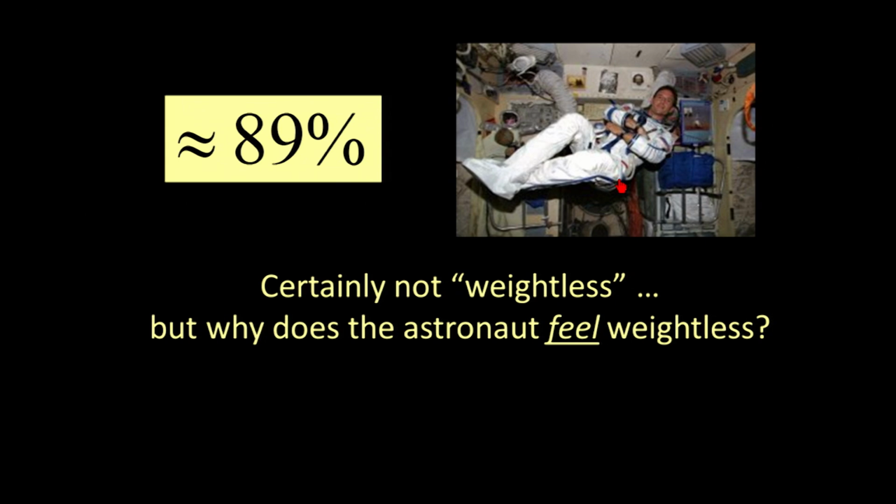So why doesn't he actually feel that weight? In other words, even though his weight is 90% of normal, why is it that he's floating, or he doesn't feel any of his weight? The answer is, it's because he's falling. So the space station is falling around the Earth. The astronaut inside of the space station is also falling around the Earth. And when you fall, you don't feel your weight.